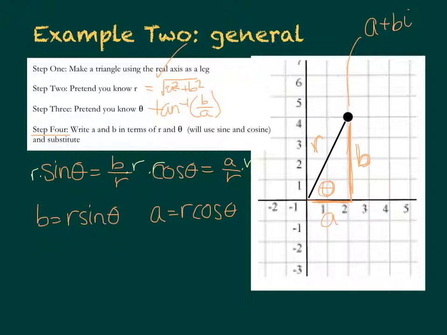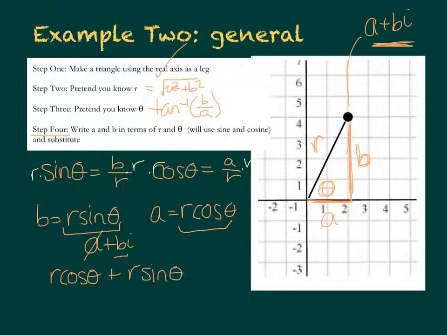Now, remember my point was a plus bi. So I'm going to replace, I'll write it again, a plus bi. I'm going to replace a with r cosine theta. So a goes away, and I have r cosine theta, plus, and I'm going to replace b with r sine theta. So I have r sine theta. And then I still have that times i.